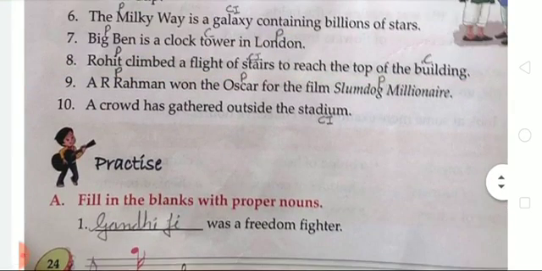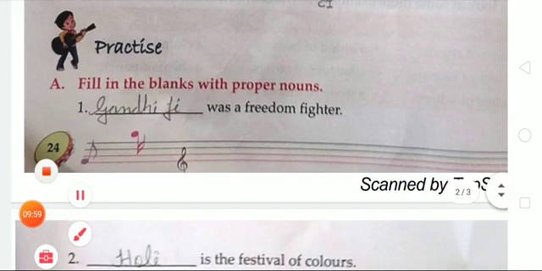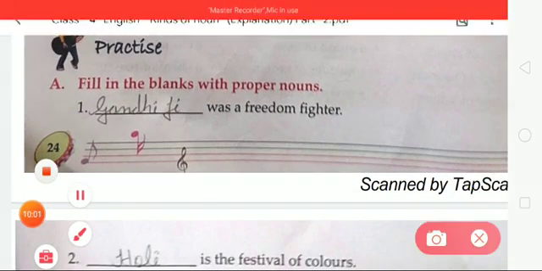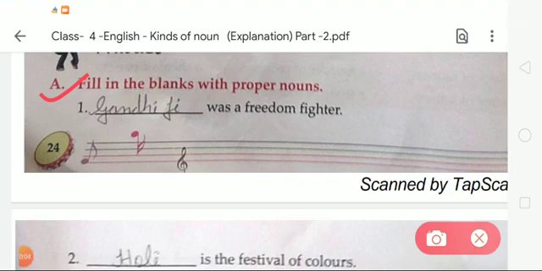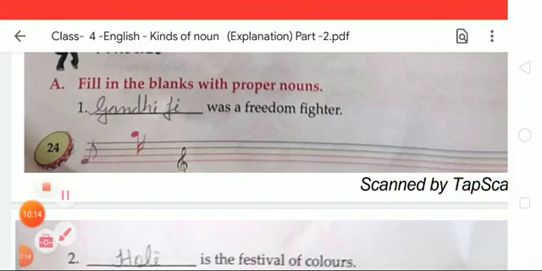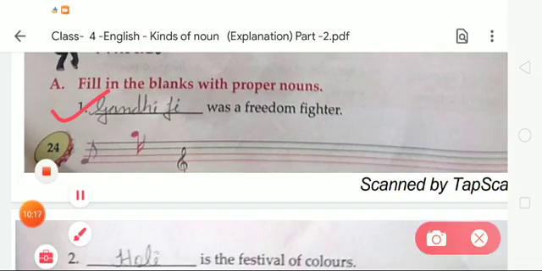Now we're moving to the next exercise, that is exercise A. In this exercise, students fill in the blanks with proper nouns. First of all, you can see there are some blanks, so we have to fill in the given blanks with a proper noun. Okay, so let's do the exercise. In number 1, there is a dash was a freedom fighter. Who was the freedom fighter? We have to write a particular person, place, animal or thing's name. Here we have to write the freedom fighter, like Gandhiji or Subhash Chandra Bose. We have to write their name in the given blank.